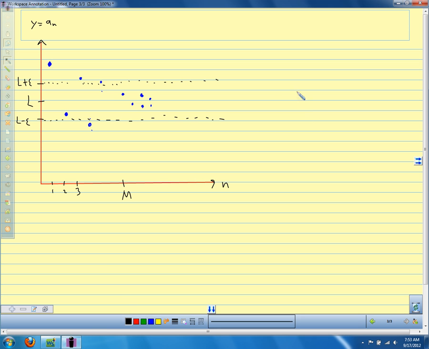So I'm just going to write, for n greater than m, all a sub n lie within epsilon units of L. So that's what our definition is telling us. And if we can find this m given some tiny epsilon, then our limit exists.